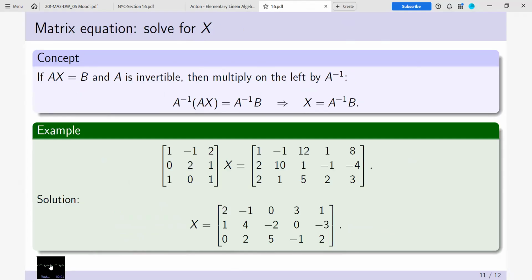This is the matrix version of divide both sides by A, except division is illegal here. So we multiply by A inverse on both sides. Same logic, just wearing a matrix suit.